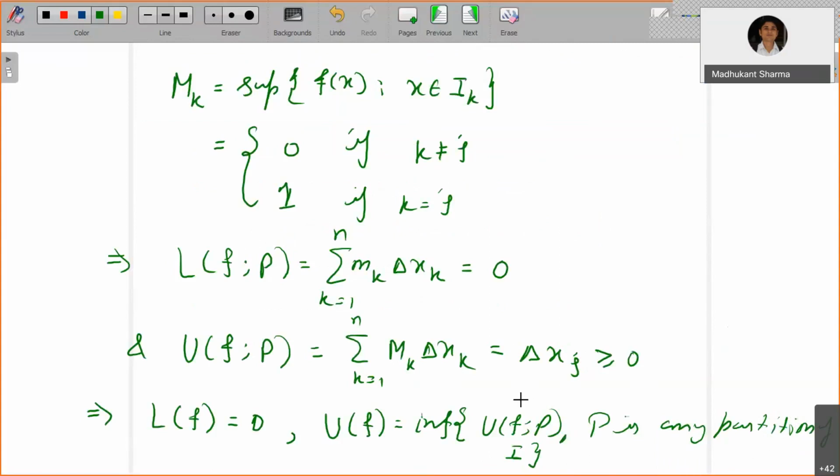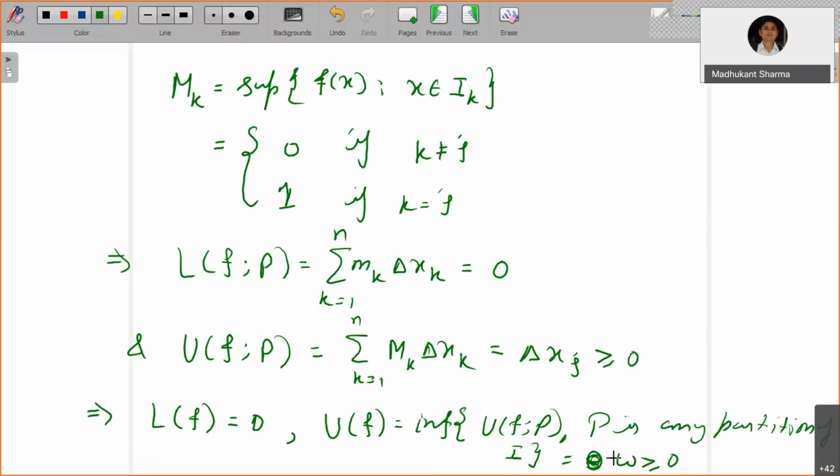So show that. I can give you the hint, and you can verify that it is actually 0. Why? Because this is the infimum. Let's say the infimum is w, which is certainly greater than or equal to 0, because this 0 is a lower bound for U(f,P) for every partition P. So w is the greatest lower bound, and w is greater than or equal to 0. That's for sure.